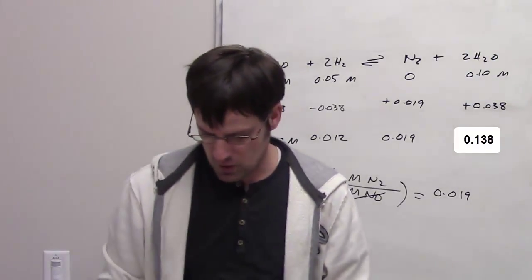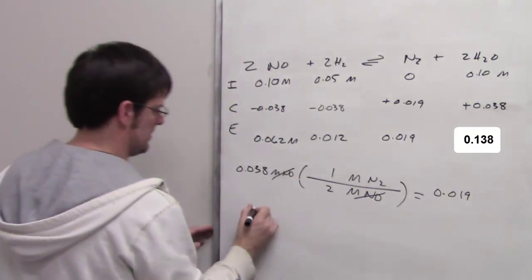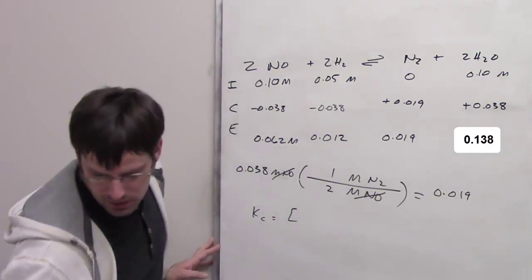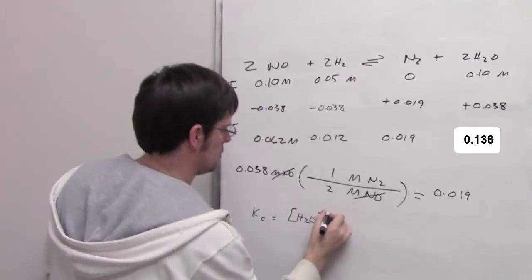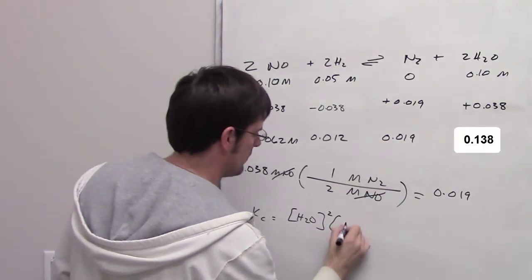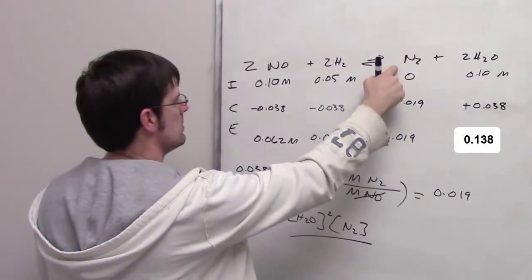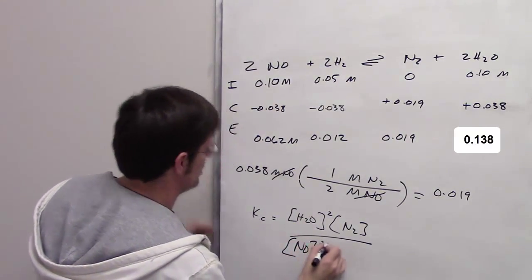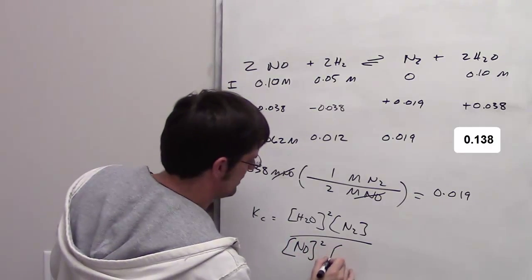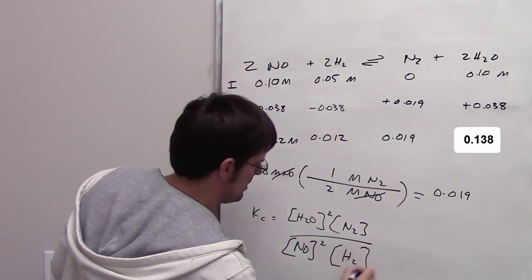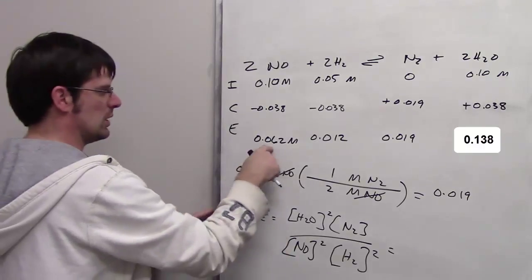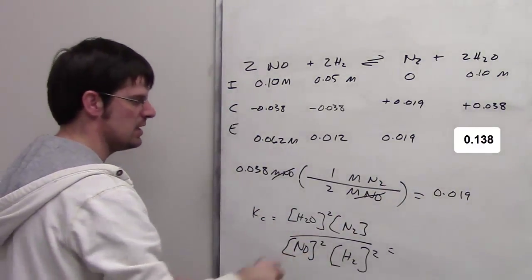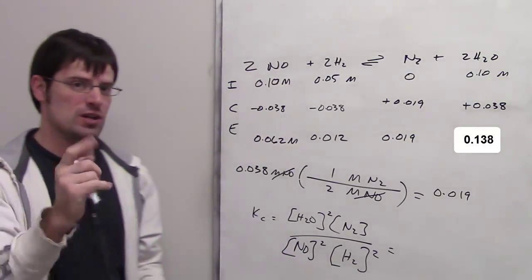The next half of this question asks us to calculate Kc. Kc is going to be equal to the equilibrium concentrations of my products, H2O squared multiplied by the concentration of N2 to the first power, then divided by the individual concentrations of my NO squared multiplied by the concentration of my H2 squared. I have my equilibrium concentrations right here on this row. I throw them into the respective places, punch it in my calculator, and I should get the correct answer.